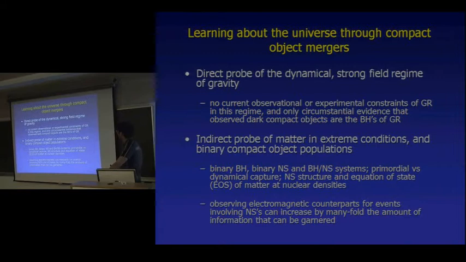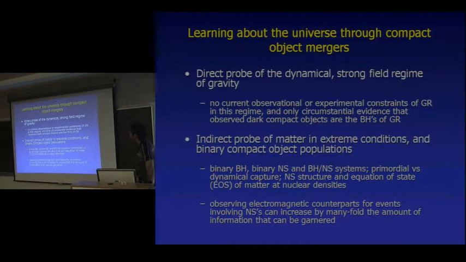Just one slide as an overview of what you might learn by observing compact object mergers. Well, first it's going to be a direct probe of dynamical strong field gravity. General relativity has been tested very well in weak field regimes in the solar system. There's very good evidence for at least the relativistic degrees of freedom of the theory in terms of the binary pulsar. But there are no observational constraints on the dynamical strong field. There's incontrovertible evidence that there are dark compact objects in our universe, but when they're the black holes of general relativity, there really are no observational constraints. They may be consistent with being black holes, but we don't know for sure.